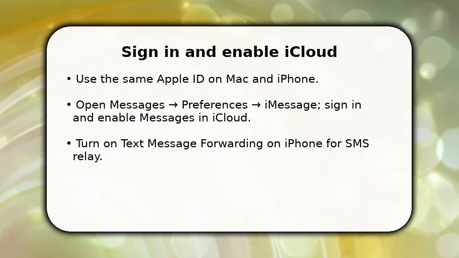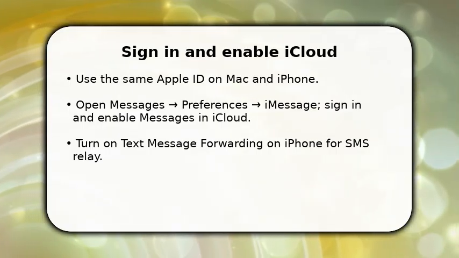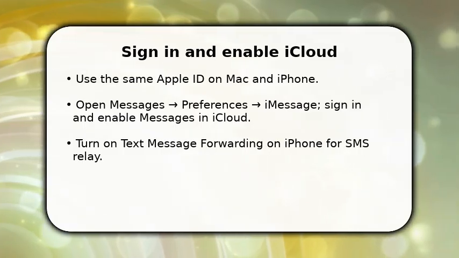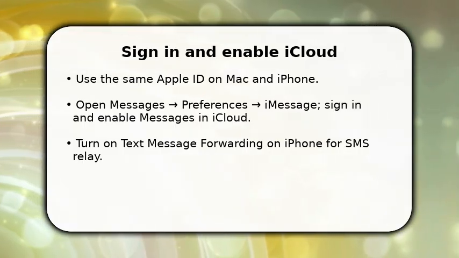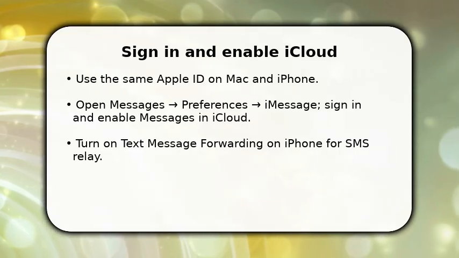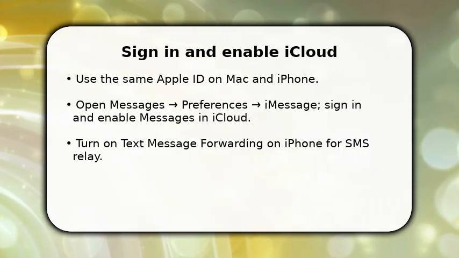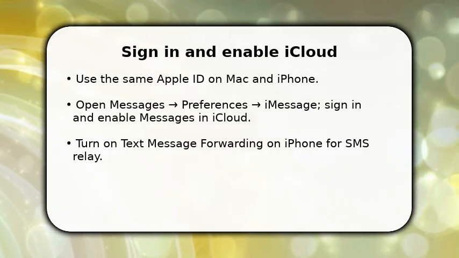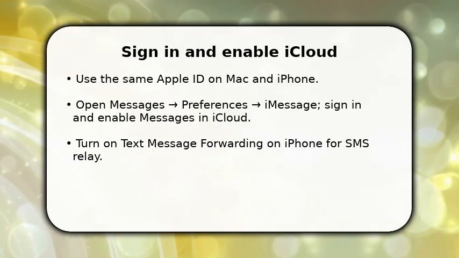You start by signing in, open Messages on your Mac, and use the identical Apple ID you use on your iPhone. Once signed in, enable Messages in iCloud so conversations sync across devices. Make sure text message forwarding is enabled on your iPhone for carrier SMS to appear on Mac. Doing this now avoids split threads later.